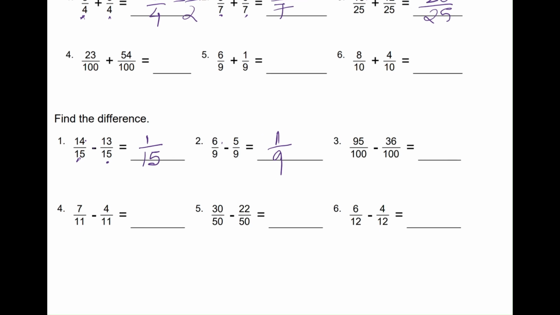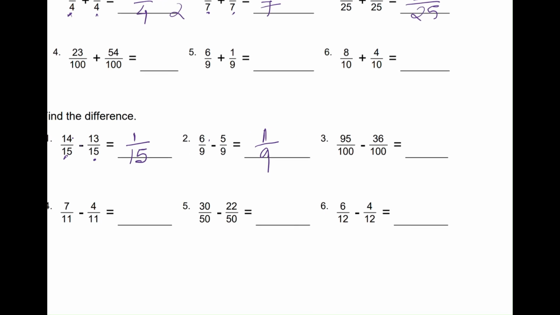Third one also, 95 minus 36. 95 take away 36 is, 15 minus 6 is 9, 8 minus 3 is 5. So it is 59 and the denominator stays the same.